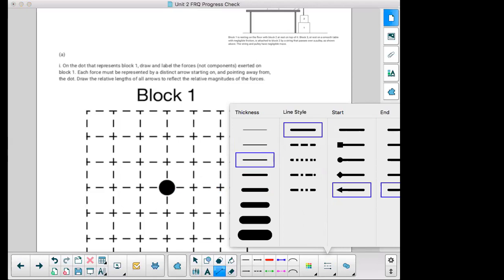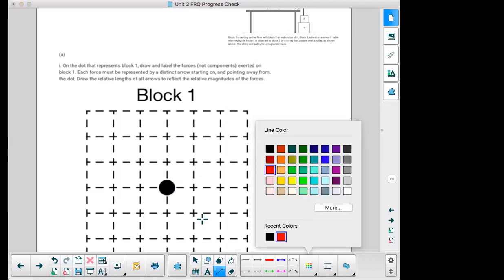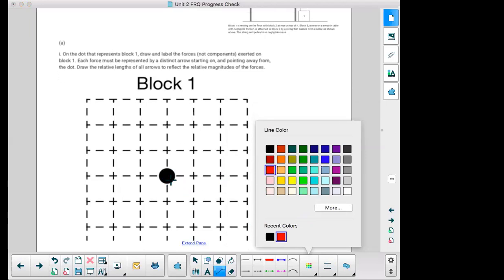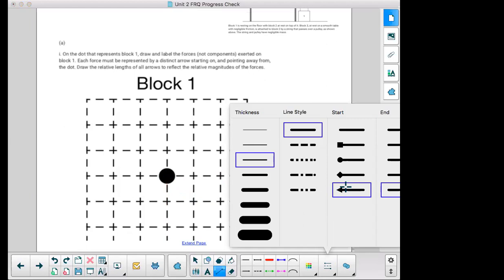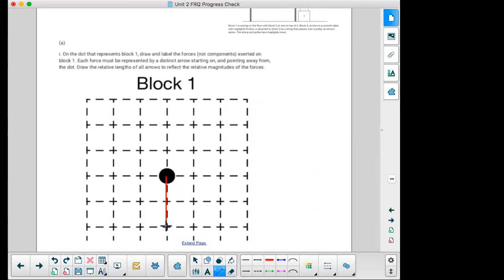All right, so I'm going to go to a nice, beautiful color here, like that one there. So we've got gravity down, and I'm going to go with a double arrowhead. Hold on a second here. Gravity's down. I'm going to go 2 units down. You'll see why in a second.